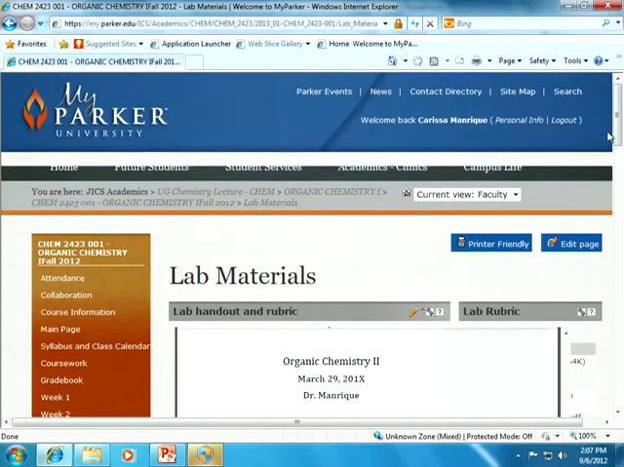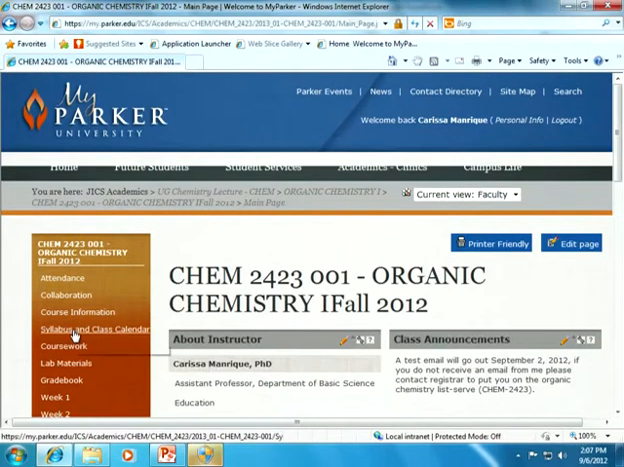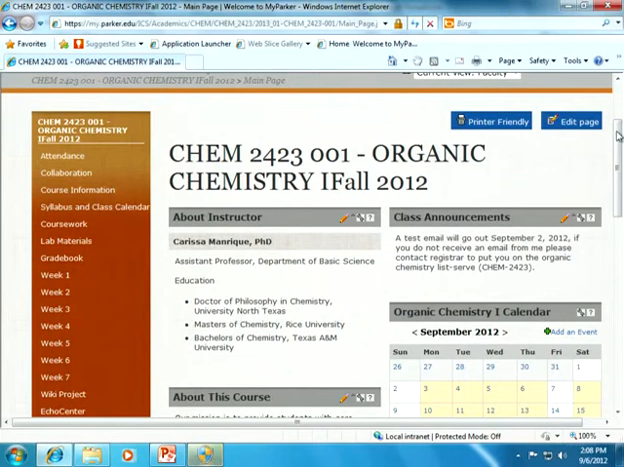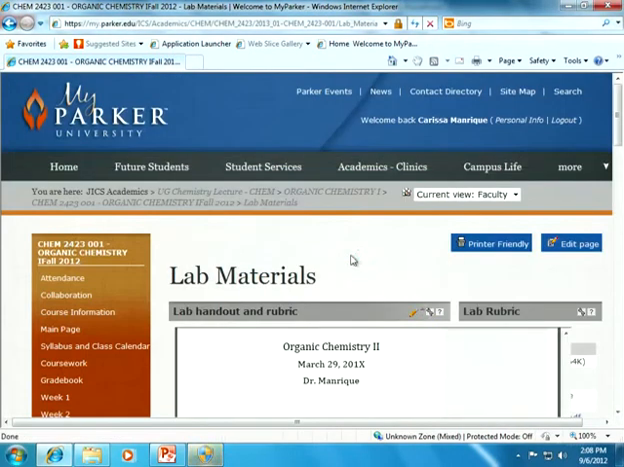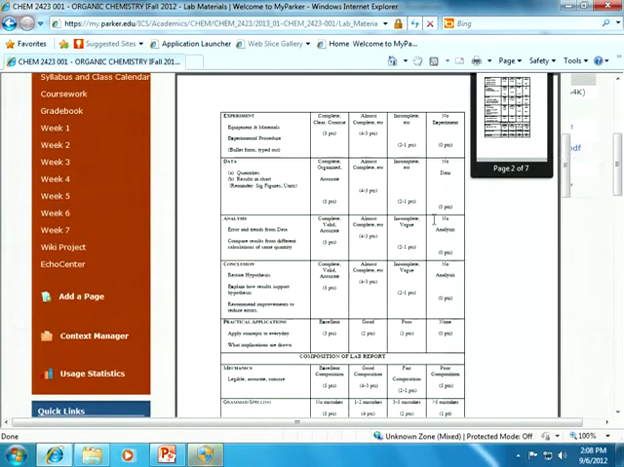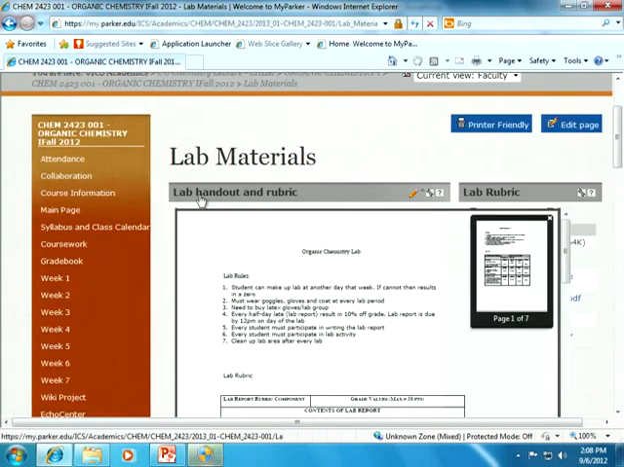Oh yeah, let me go back to the main page. I'm going to post this in the lab because I just realized it's not in there yet. But right now, I'm in the class, the regular lecture, and I just went to lab materials. And it's the first thing here. Let me scroll up. It says lab materials, handout, and rubric. So it's the first thing listed there.